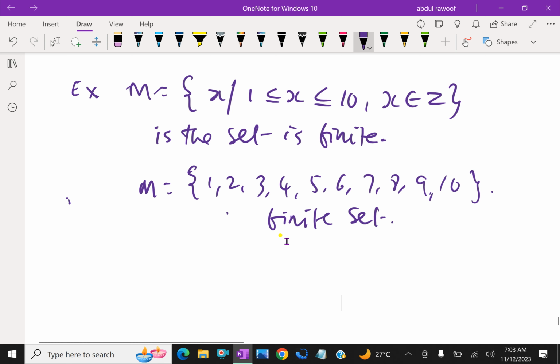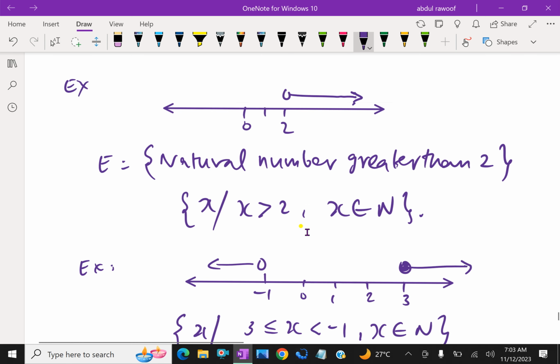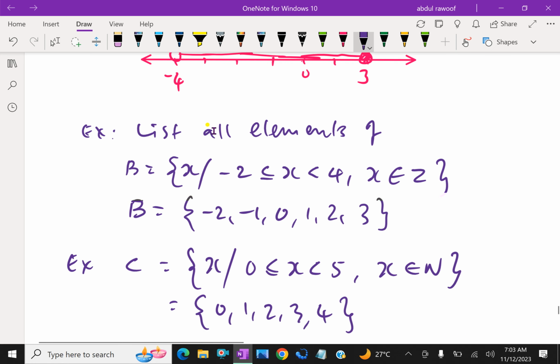So far we discussed set notation in interval form as well as in graphical line diagram.